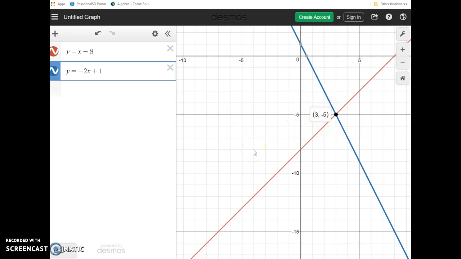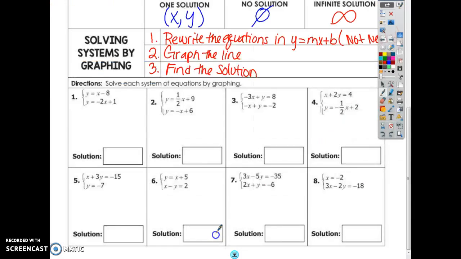So what you're going to do is go to your paper and write parentheses 3, -5 in the box. You're going to do that for every single one of them. Let's go on to number 4.